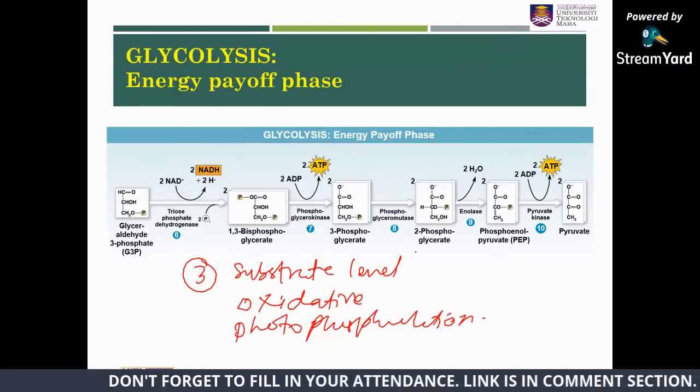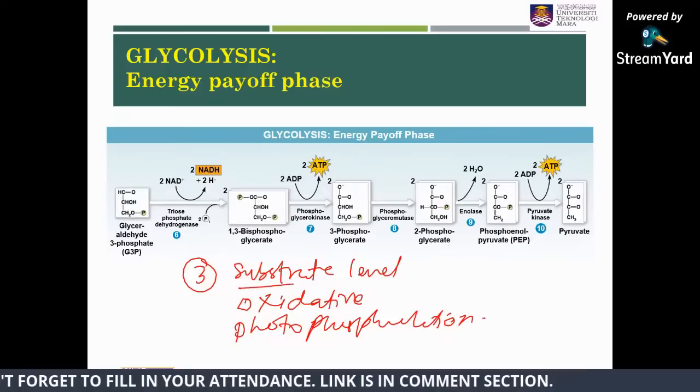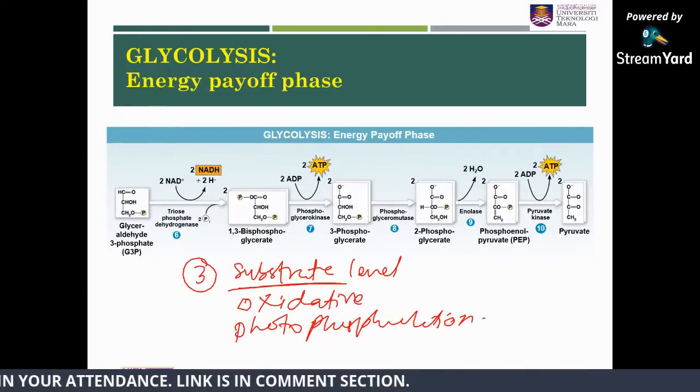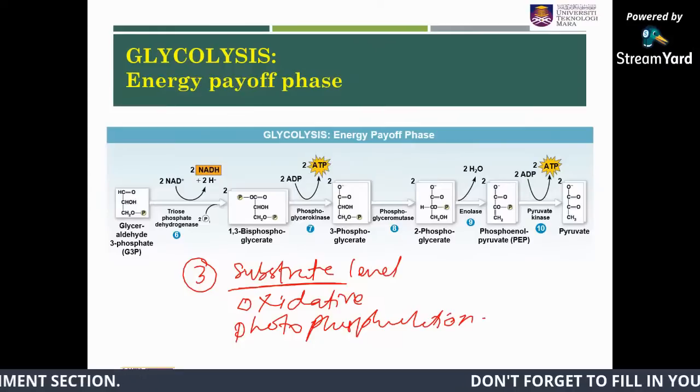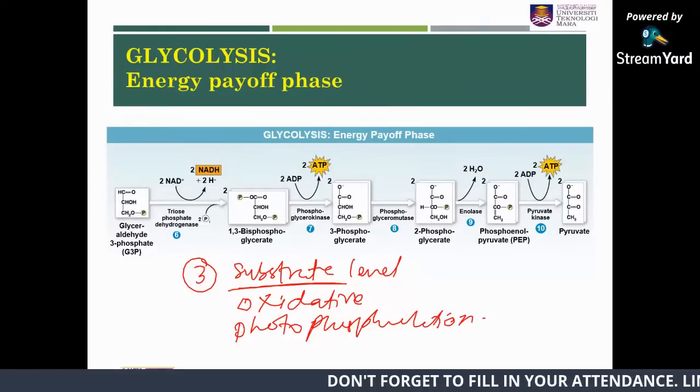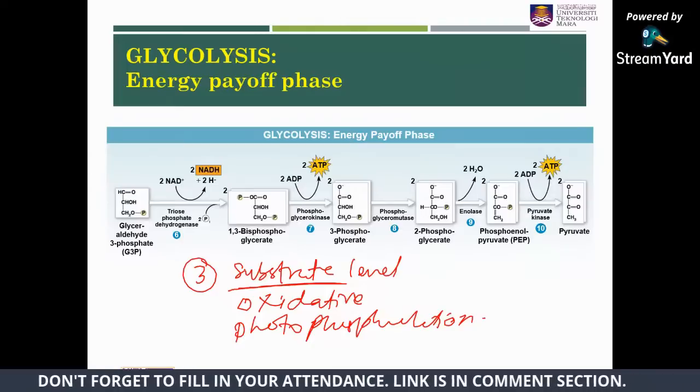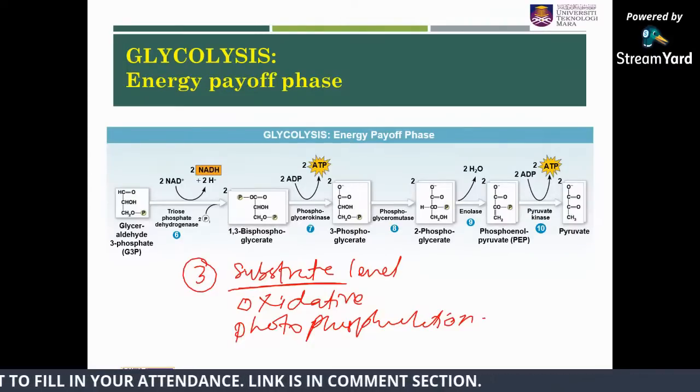Alright, so substrate level phosphorylation adalah addition of phosphate group from one substrate to another substrate. So that is substrate level.